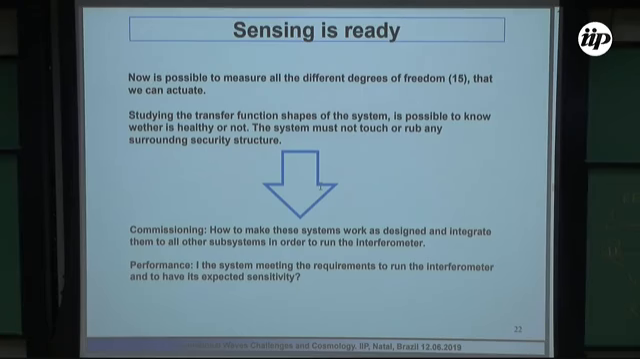So what does it mean? Commissioning means to make all the subsystems work separately somehow, and then make them all work together in order to run the interferometer. Okay? And then the performance: is the system meeting the requirements to run the interferometer or not?